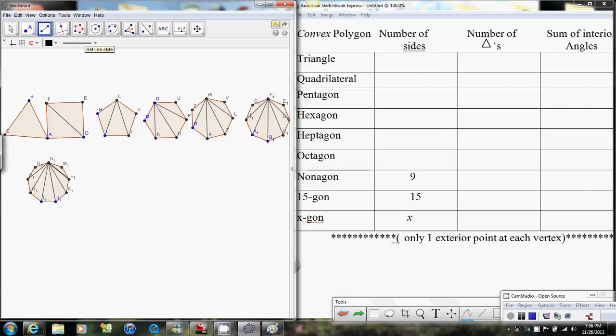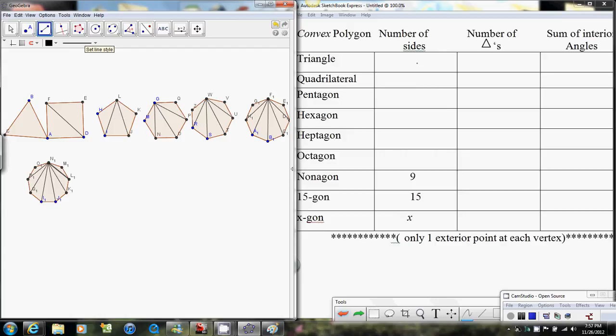After doing that, notice that in each case the polygon is separated into triangles, and the sum of the measures of the angles of each polygon can be found by adding the measures of the angles of the triangles. Since the sum of the measures of the angles in a triangle is 180, we can easily find this sum. So we're going to complete a chart, on the right here, in order to show that the sum of the interior angles of a polygon is 180 times n minus 2.